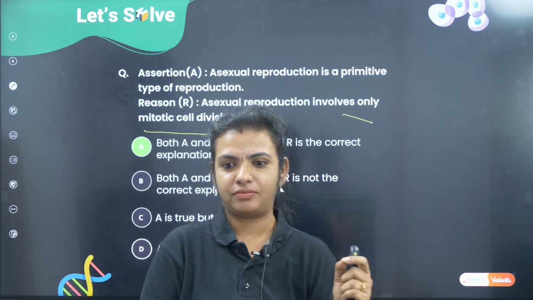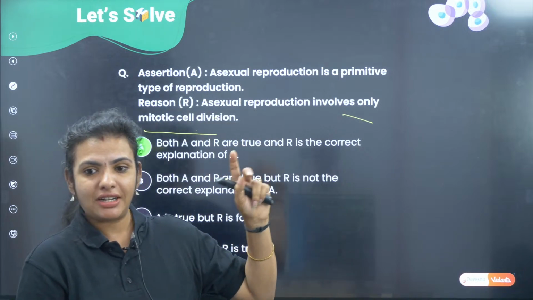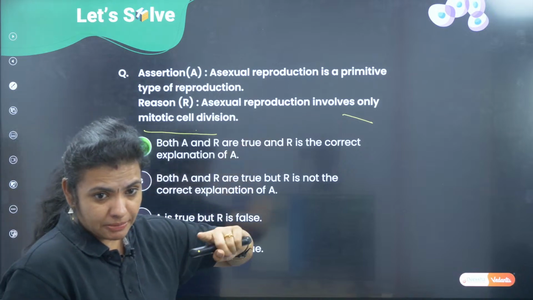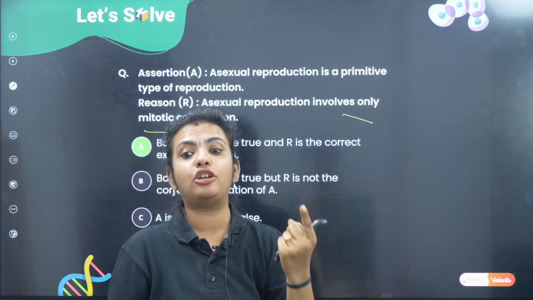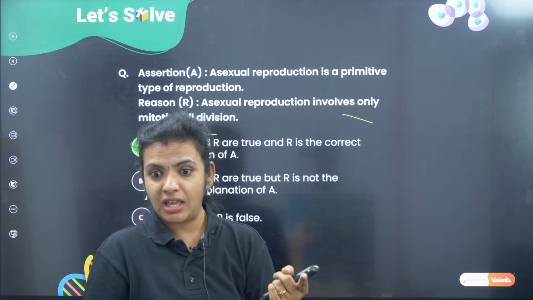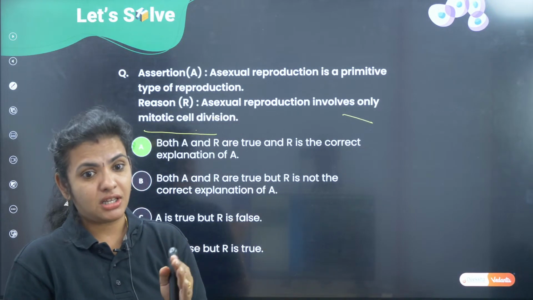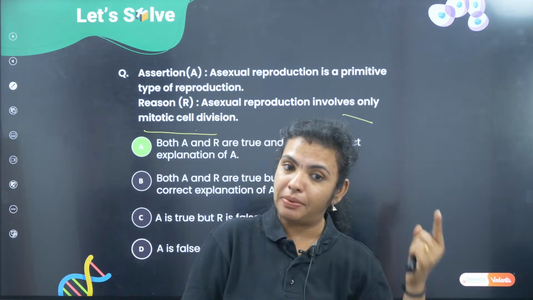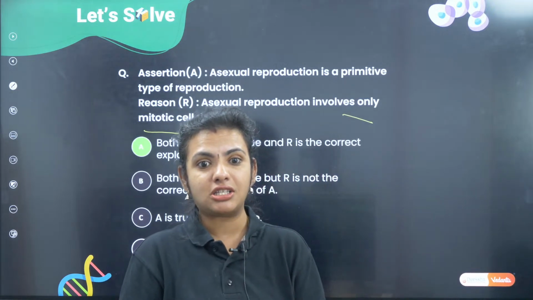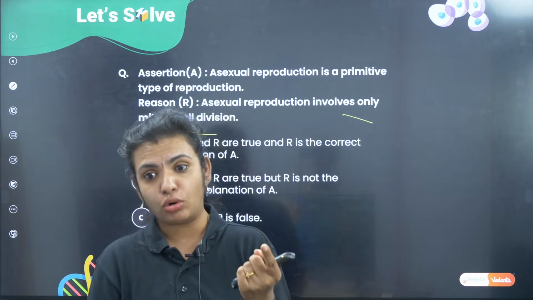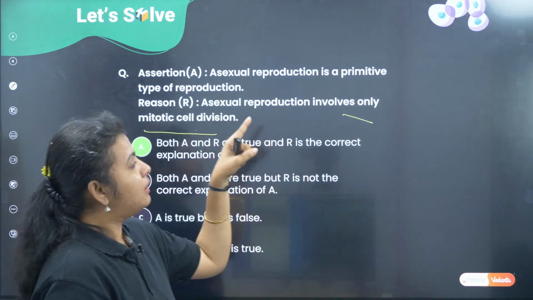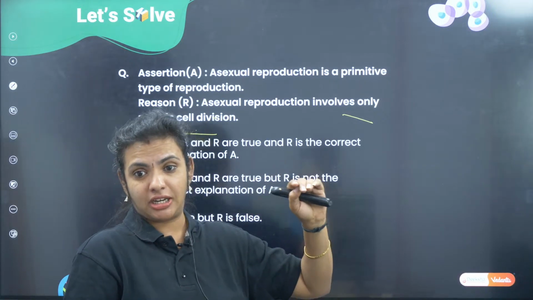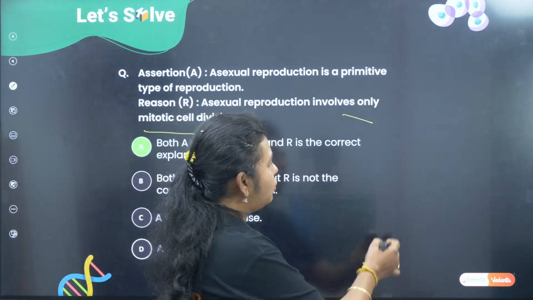Ruchir says, I feel okay. So, I will tell you here, it's a primitive type. Why is it primitive? Because it involves only mitotic division. If it was advanced, then it would involve meiosis. The reason it is primitive is because it involves mitosis only. That's why we would say that both assertion and reason are correct, and the reason is the correct explanation of the assertion. What do I mean by that?